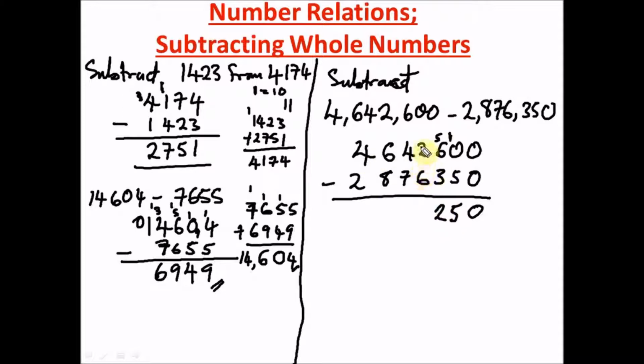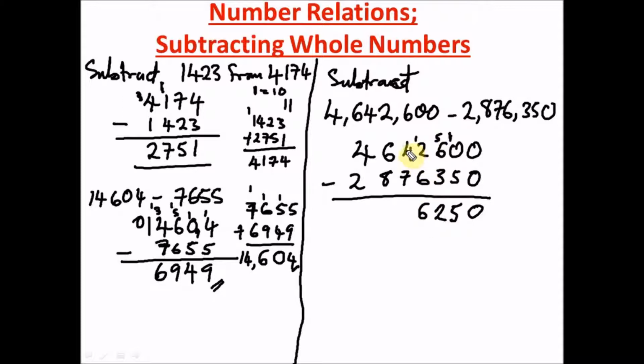Can 2 minus 6? It is impossible because 6 is bigger than 2. So we need to borrow a 1. When we borrow a 1 from 4, this becomes 12. And 12 minus 6 will give us a 6, because 6 plus 6 is 12. So 12 minus 6 is 6.